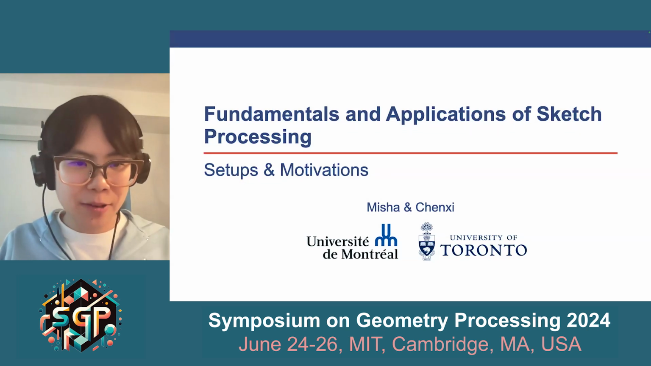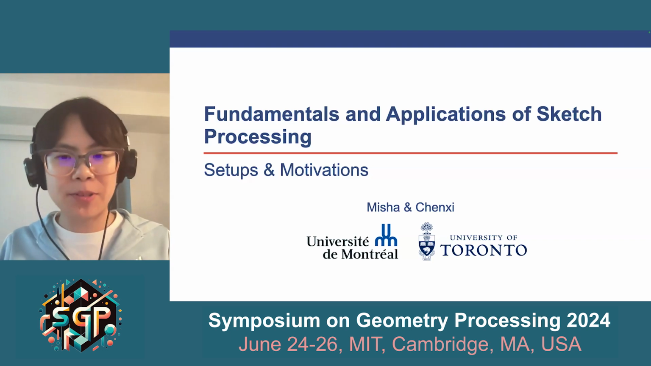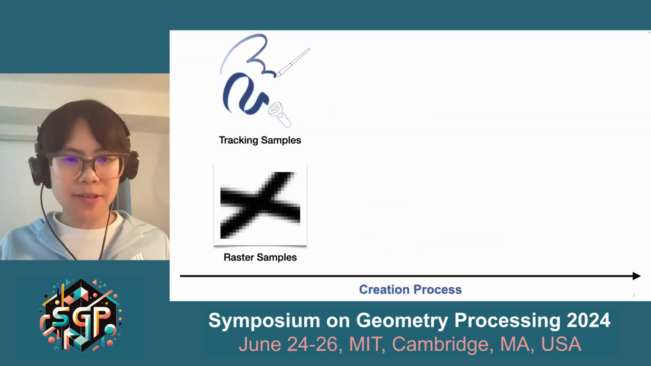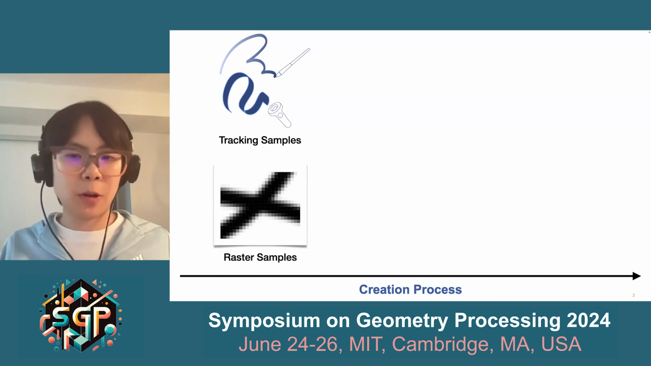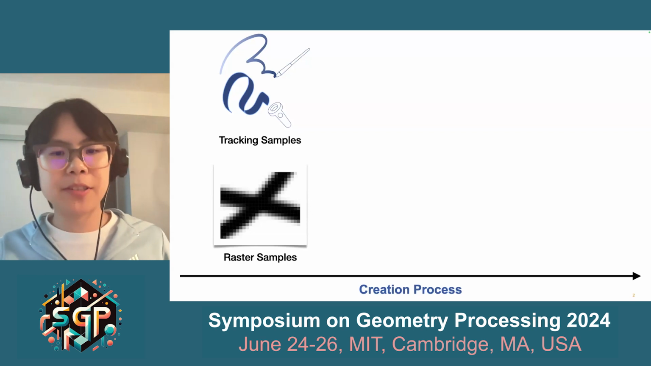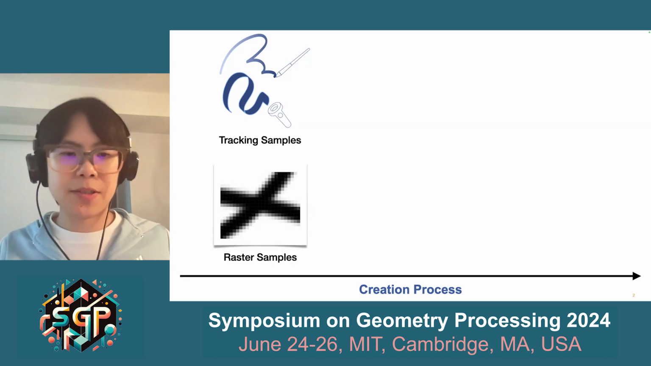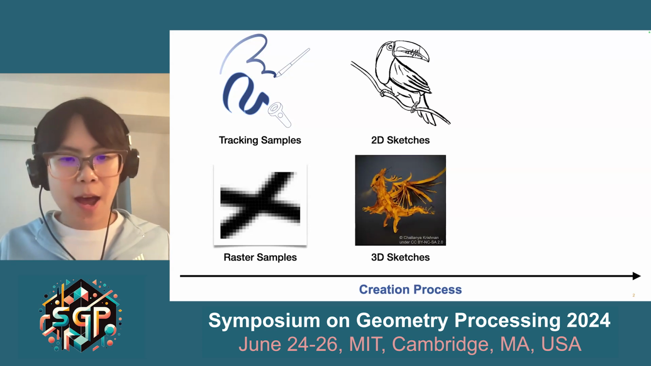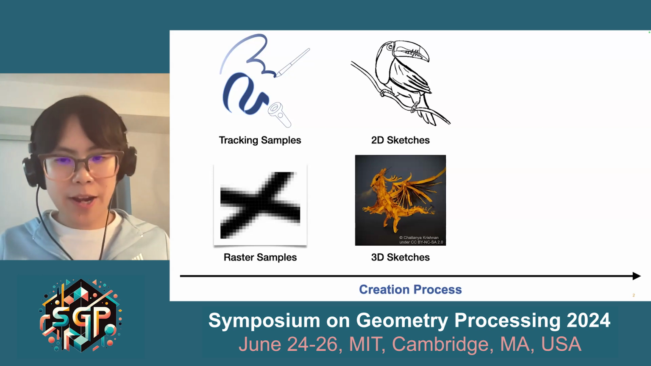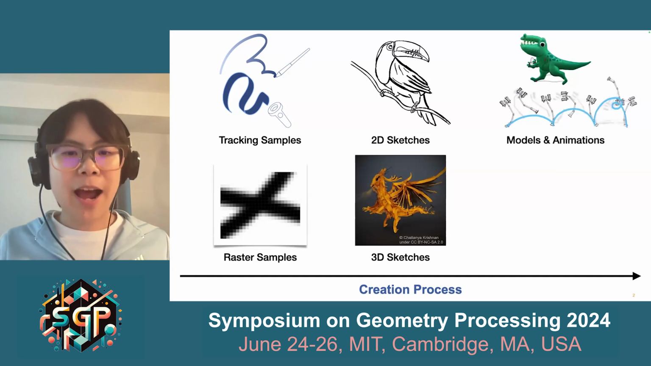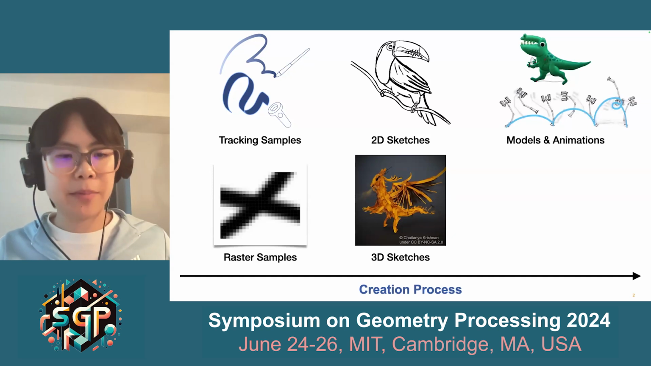I'm going to cover problem setups and real-world applications to motivate our discussions. I'm going to talk about actual papers later in this course, okay? So to give you a view of sketch-related research and applications, we roughly follow the creation procedures. On the very low level, we have samples captured by drawing devices or pixels stored as raster images. In the middle, we'll look at how they can make up 2D and 3D sketches, and because these sketches are rough, how they can be further processed and be usable for applications. On the high level, we have the creation and editing of models and animations.